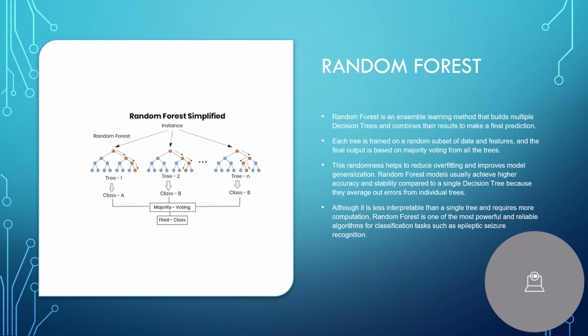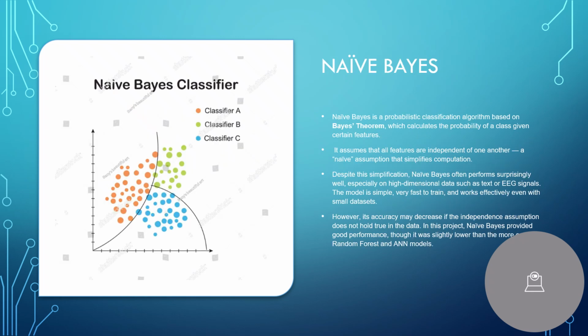Moving to our next slide, we use the Naïve Bayes classifier. Naïve Bayes is a probabilistic classifier algorithm based on Bayes' theorem, which calculates the probability of a class given certain features. It also assumes that all features are independent of one another, a naive assumption that simplifies computation.